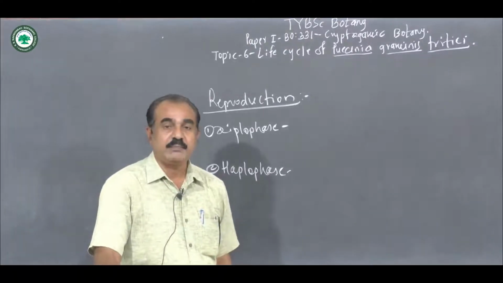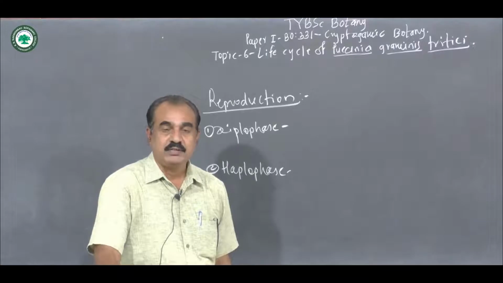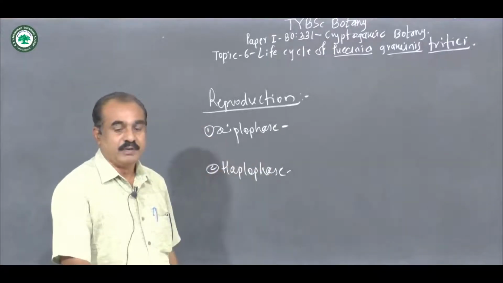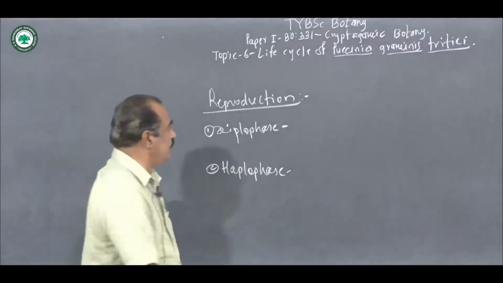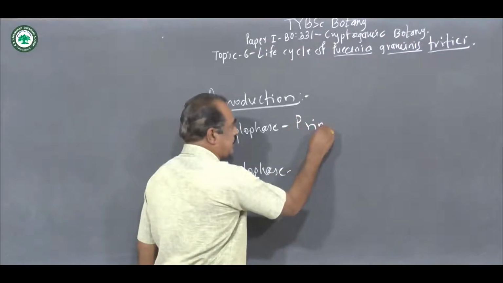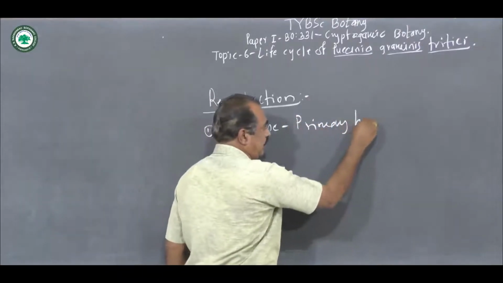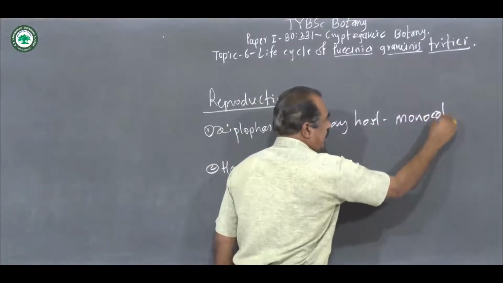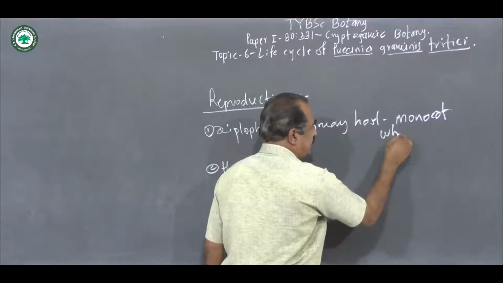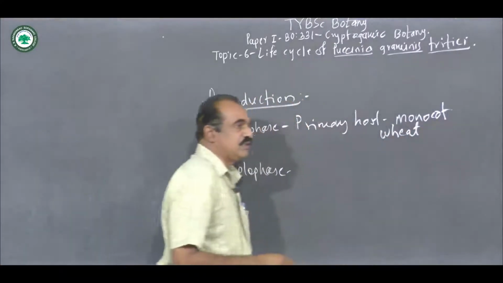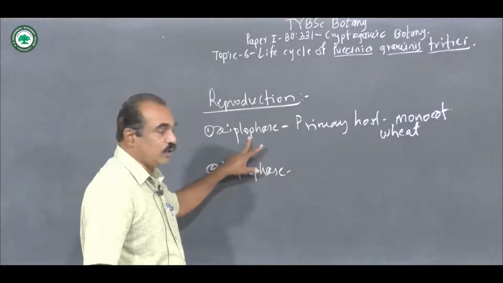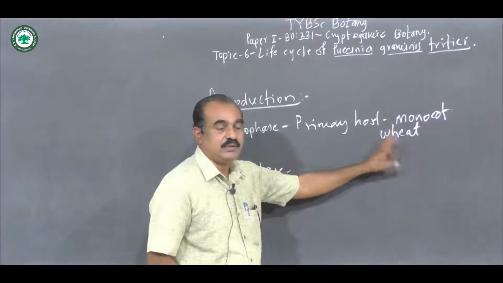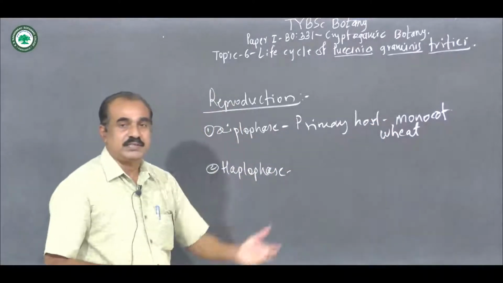Now, it is represented by two different types of phases. The first phase in the life cycle is the diplophase. This diplophase occurs on the primary host, and that primary host is the monocot host, and its example is wheat. So, all the stages which are under diplophase develop on the primary host, that is, on the wheat.